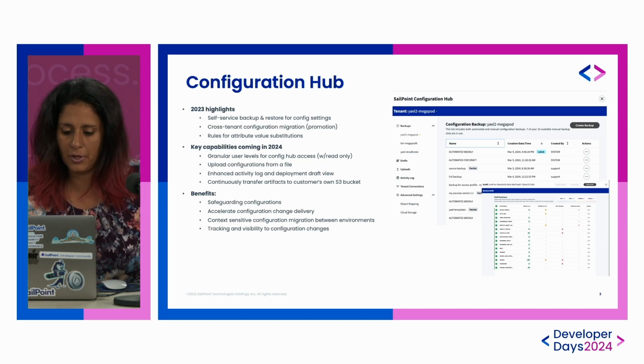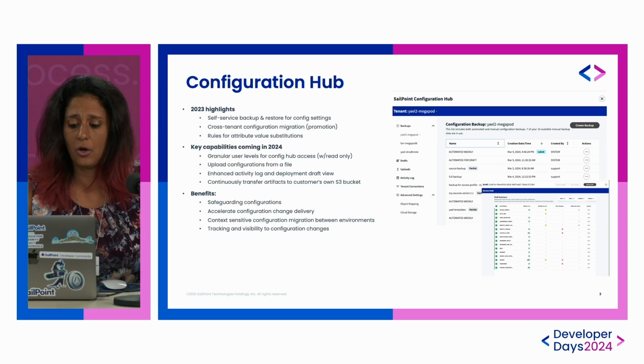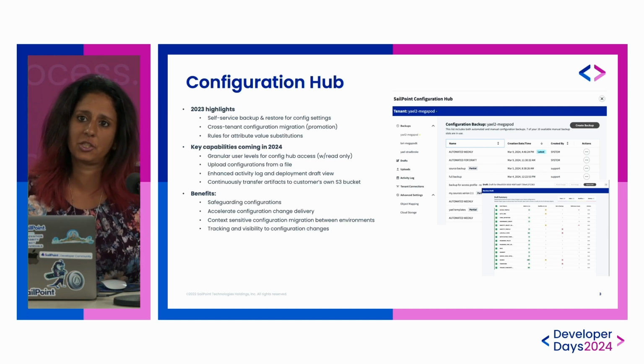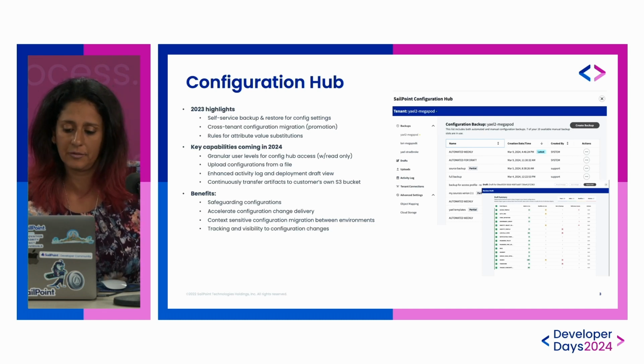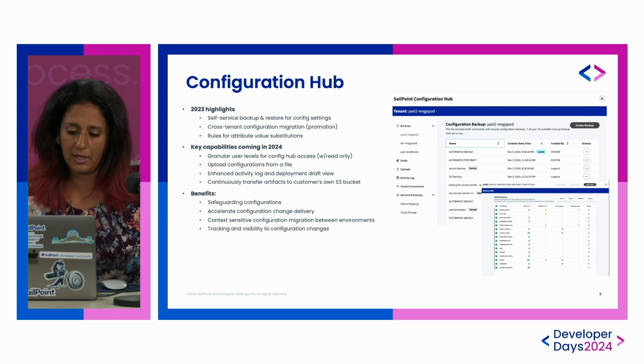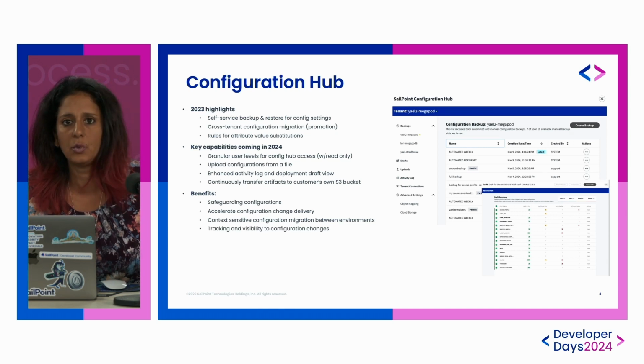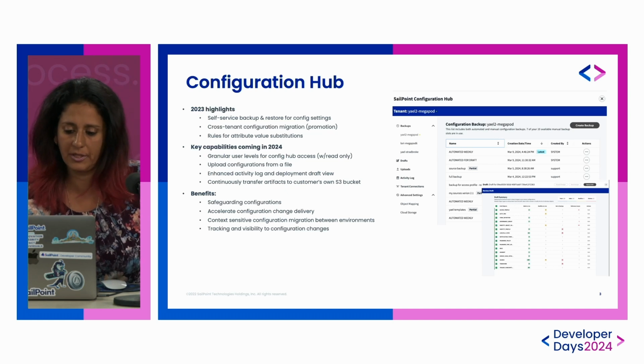We delivered an upload functionality, as I mentioned before. We enhanced the activity log to have a longer retention of logs. Previously, it was just like 20 logs. And also now we have visibility to the draft that was deployed with the details of the values of the attributes that were deployed. And we're working on functionality that we're going to deliver later on to continuously transfer the Configuration Hub artifacts to a cloud location that will be defined by the customer so they can have a longer retention.